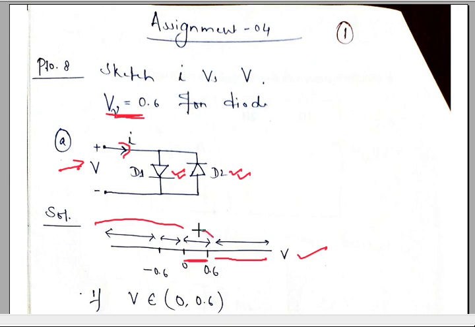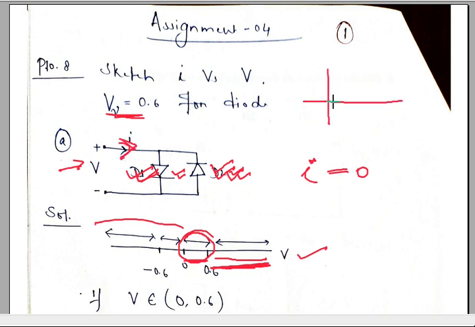Now when the input voltage V is in this range, this is reverse bias, this is also reverse bias, then there will be no current. Means I is equal to 0. Now when the input voltage is more than 0.6 volt, this is going to be forward bias and this is going to be reverse bias, so overall positive current will be there. So the plot in the forward bias looks like this. Up to 0.6 there will be no current, and after that there will be current.